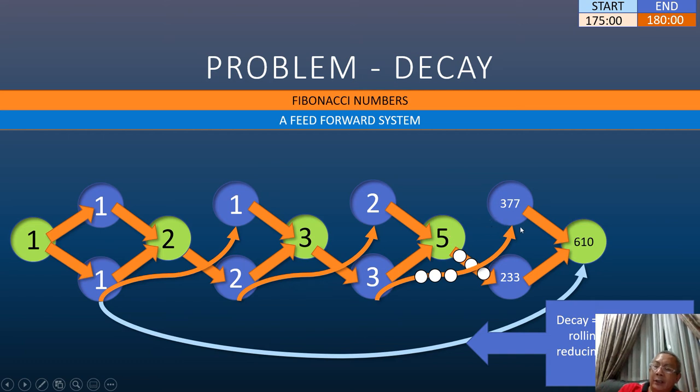And then 3 plus 5 is equal to 8. 8 plus 5 is equal to 13. And you continue until you come to the point where the next number is 233, and the next number is 377, and then you add these two, you get 610.